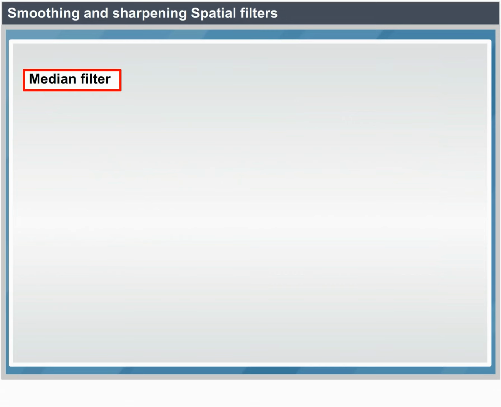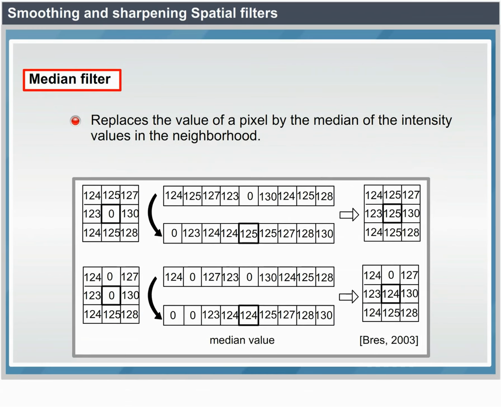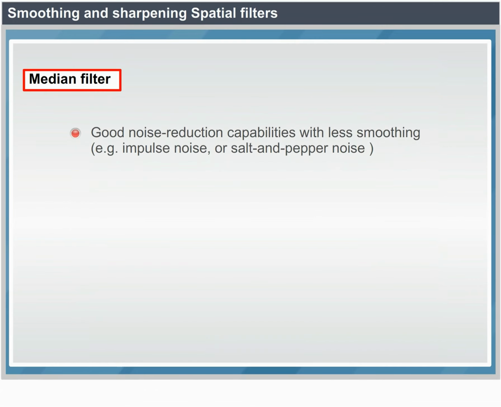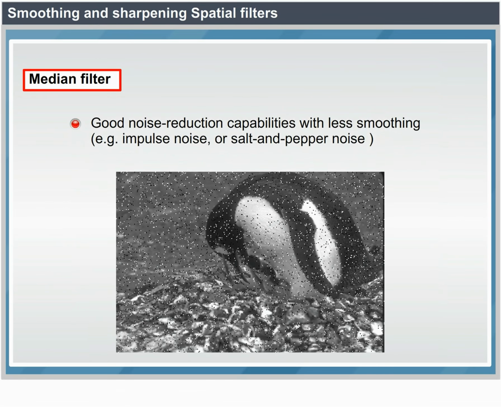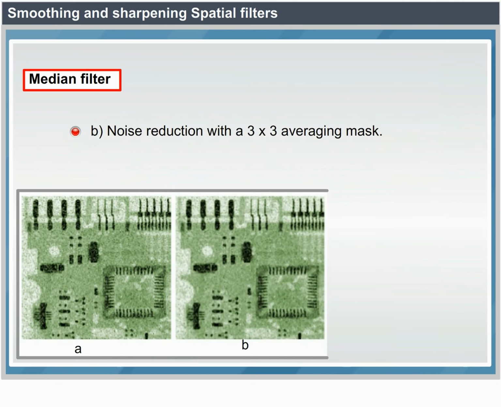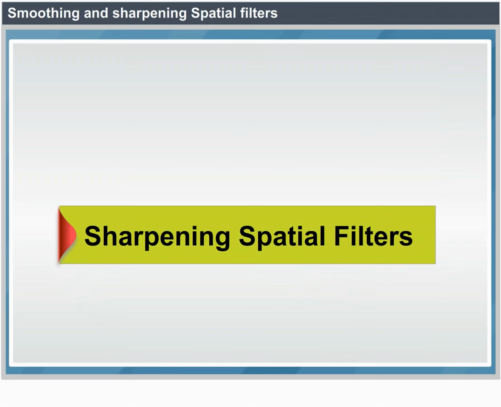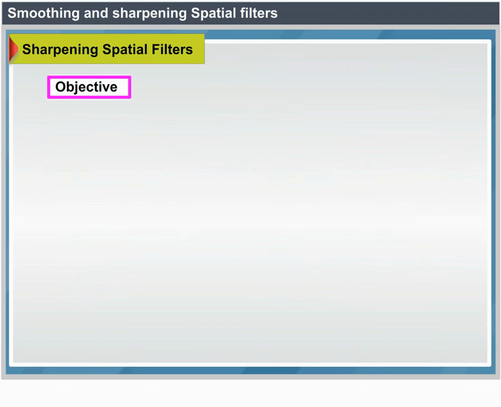Sharpening spatial filters. Objective: highlight transitions in intensity, using spatial or digital differentiation. This enhances edges and other discontinuities. Let's study the behavior of first and second order derivatives in areas of constant intensity, at the onset and end of discontinuities, and along the intensity ramps. The basic definition of the first order derivative of a one-dimensional function f of x is as shown on screen. The second derivative is also shown.